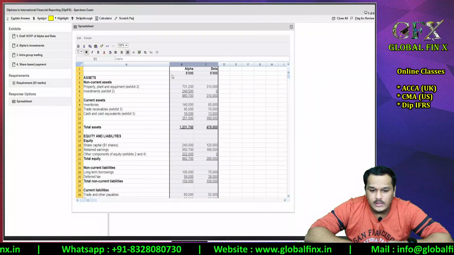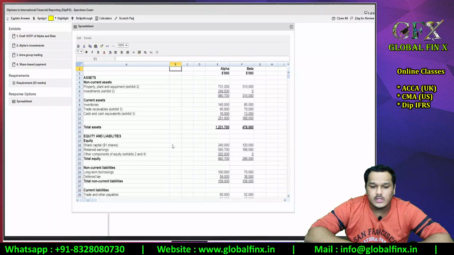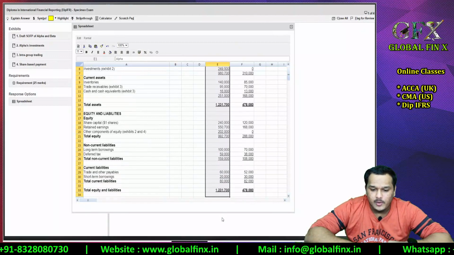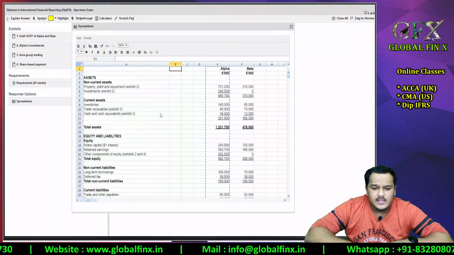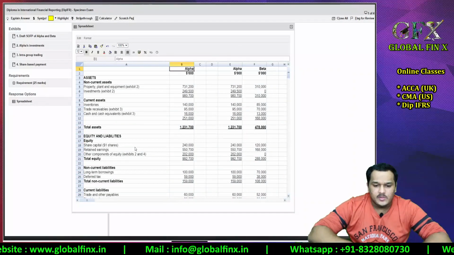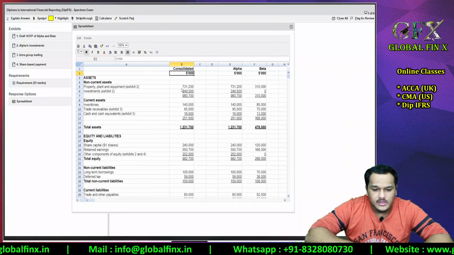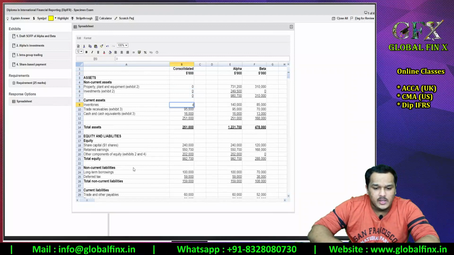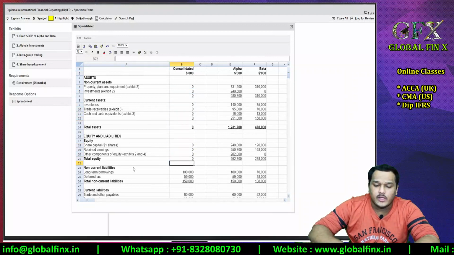What I'm going to do is move this a little bit to my right so that I can use the consolidated statement here. And please see very carefully what I'm doing. I'm just copying this entire information of either Alpha or Beta, anything is fine, and just pasting it here. And immediately what you will do is rename this as consolidated. That is the first requirement. And remove all the figures: investments, inventories, PPE, all the figures, make them 0. Don't delete anything, just type 0 and remove them.